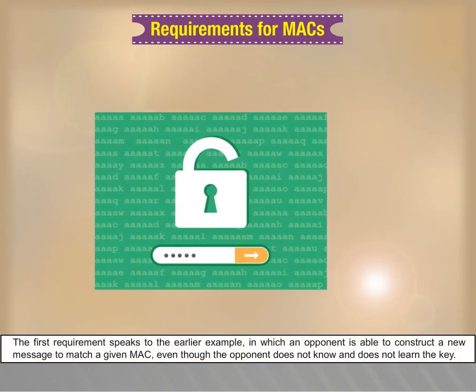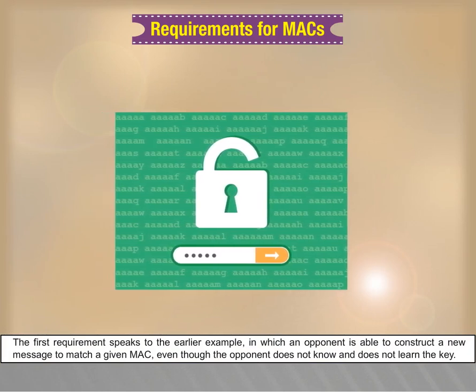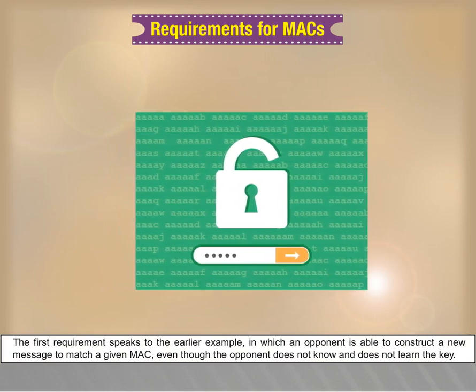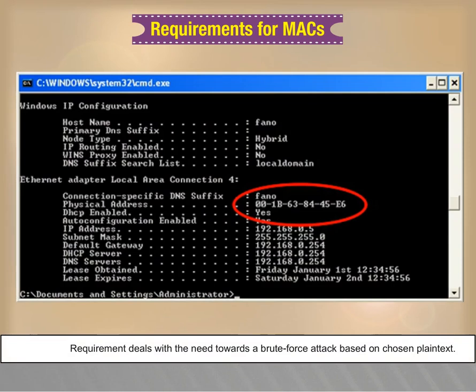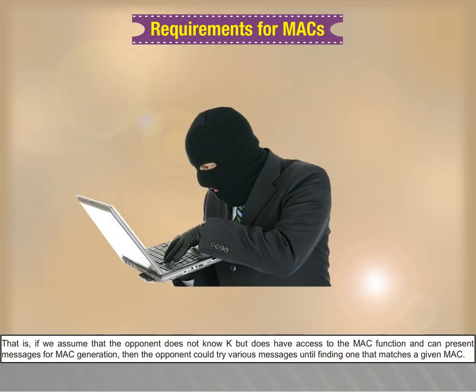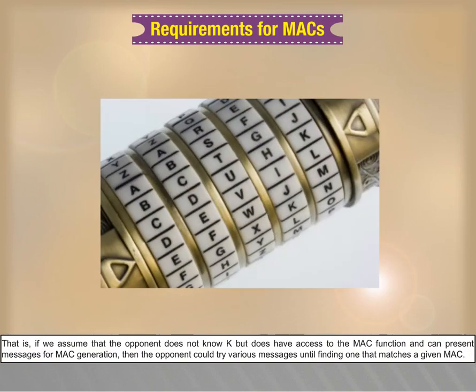The first requirement speaks to the earlier example, in which an opponent is able to construct a new message to match a given MAC, even though the opponent does not know and does not learn the key. Requirement 2 deals with the need towards a brute force attack based on chosen plaintext. That is, if we assume that the opponent does not know K but does have access to the MAC function and can present messages for MAC generation, then the opponent could try various messages until finding one that matches a given MAC.